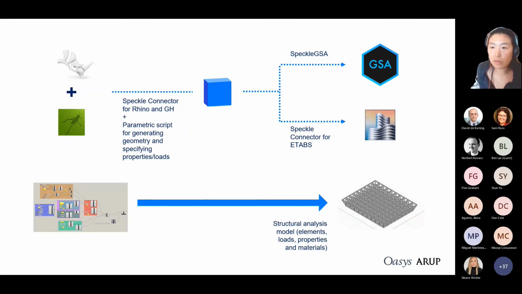This workflow is also possible with the ETABS connector, but we'll focus on a demo with the GSA connector. So as we can see at the bottom there, again, a classic script, and hopefully we'll see the generation of that little space frame model at the bottom there. So bear with me as I just switch screens.